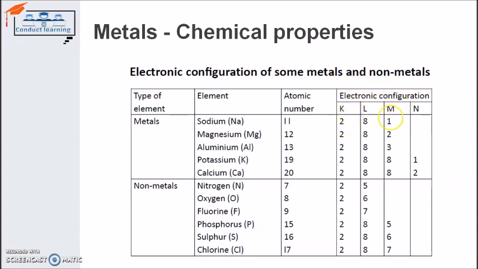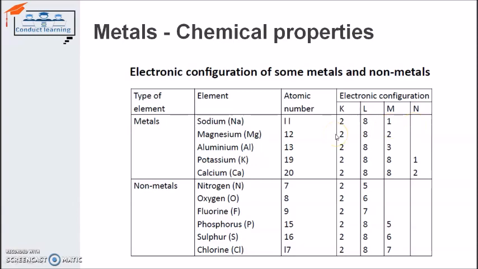That means it has four shells: K, L, M, and N. The first shell is K, the second shell is L, the third shell is M, and the fourth shell is N. And this 2, 8, 1 is the number of electrons in that particular shell. So first, let's take the example of sodium. Sodium has atomic number 11 as per the periodic table. In its first shell it has 2 electrons, in the second shell 8 electrons, in the third shell 1, and in the fourth shell 0.